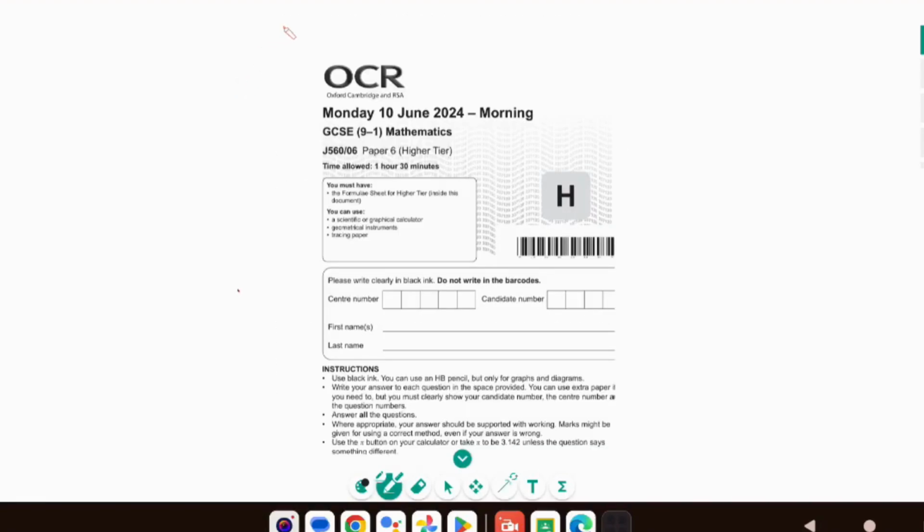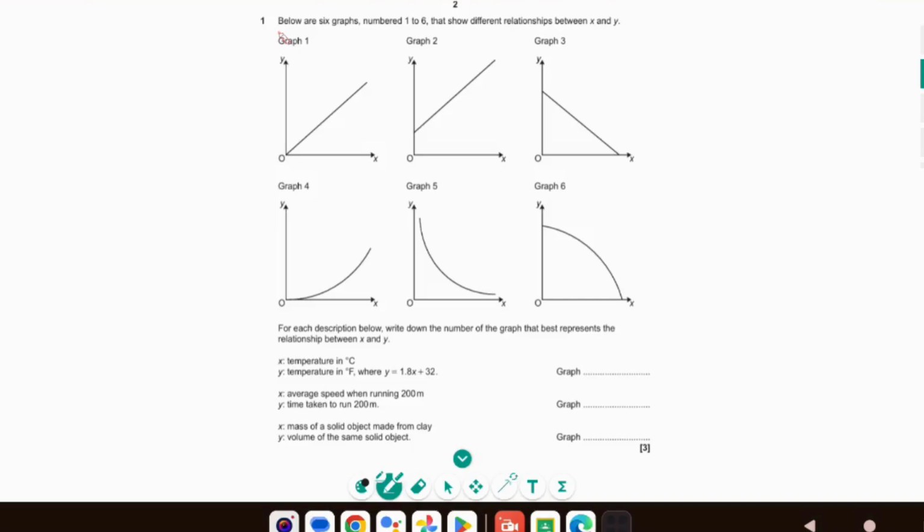This is a recording for the paper 6 OCR Higher Calculator paper in the series June 2024. Question 1. Below are 6 graphs, numbered 1 to 6, that show different relationships between x and y. For each description below, write down the number of the graph that best represents the relationship between x and y.